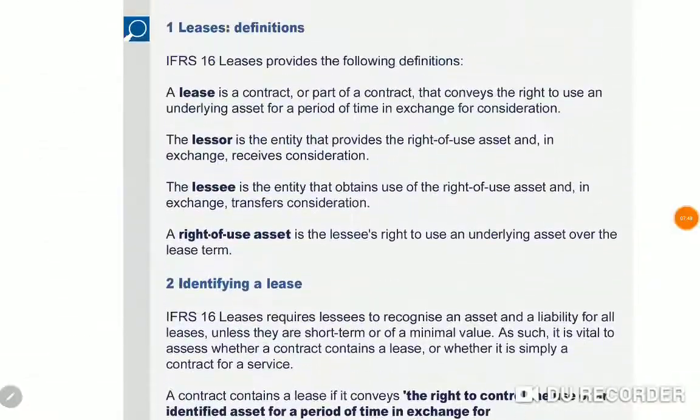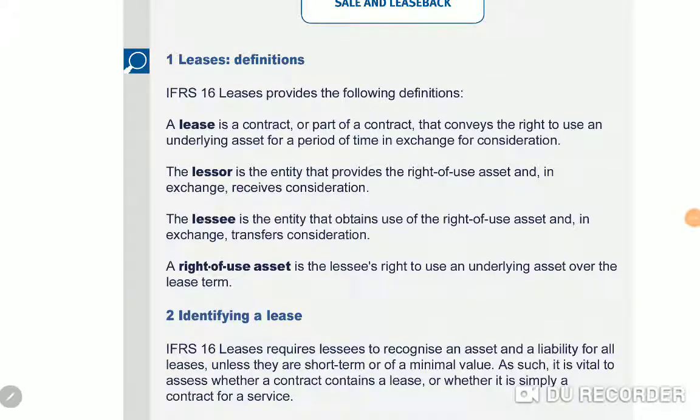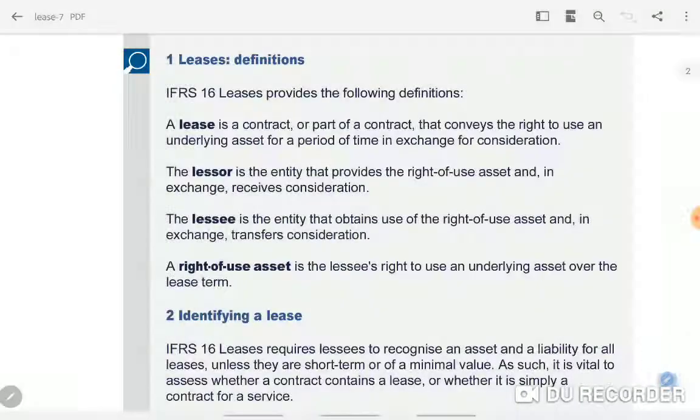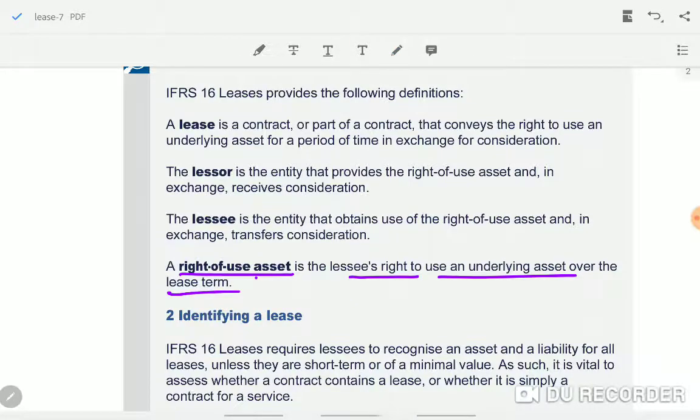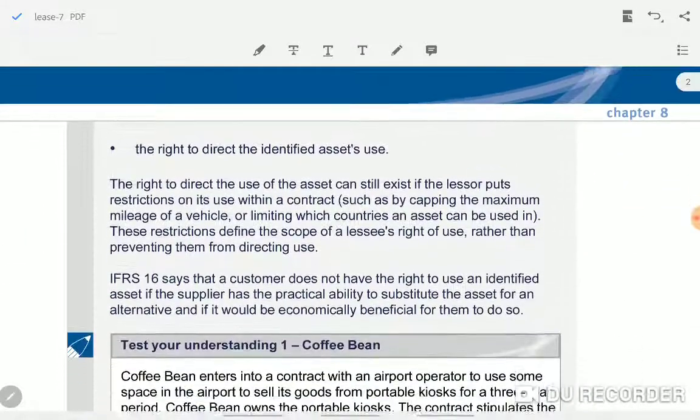Before we see the scenario, because the lessee gets the right to direct the use of the asset, that leased asset is known as the right of use asset. See, the leased asset is known as the right of use asset. This is the lessee's right to use an underlying asset over the lease term. Now we will see the scenarios.